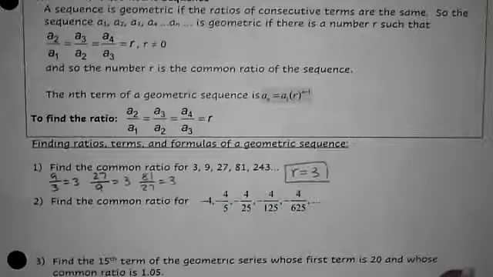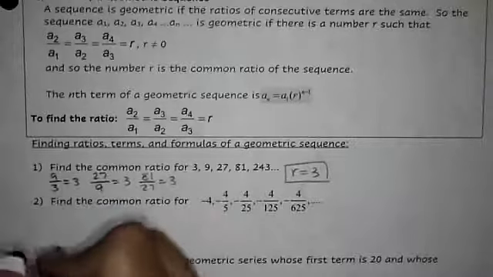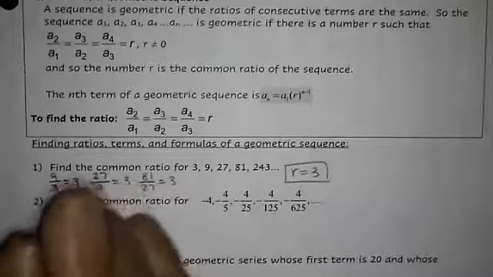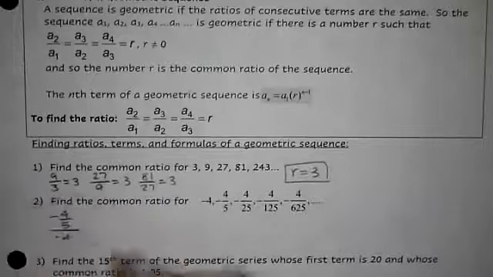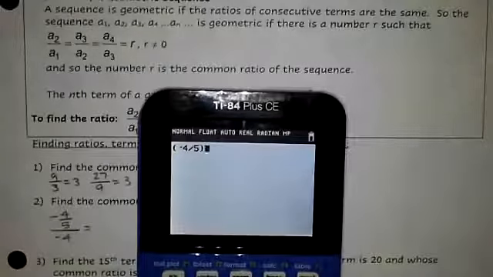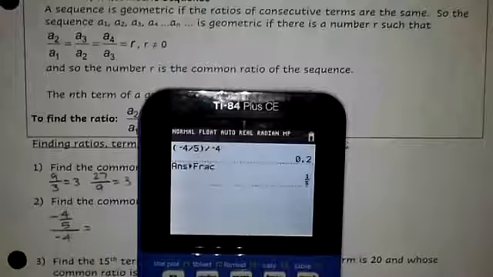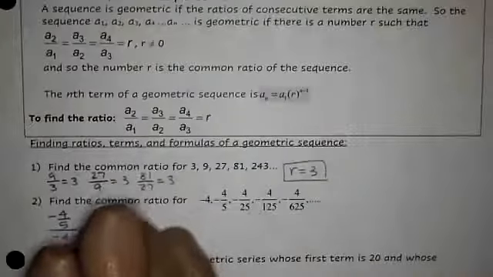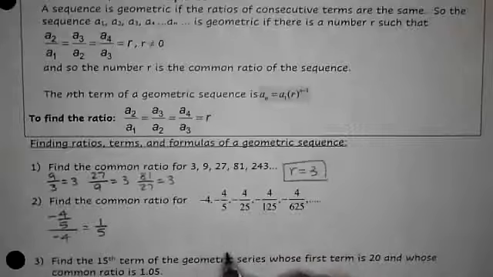For our second example here, it looks more complicated, but remember you've got a calculator, so it should not be any harder than the one you did before that. We would take our -4/5 and divide it by -4. If you can't remember how to divide fractions, use the calculator. So -4/5 divided by -4, and we get 0.2. Remember, you can hit math, enter, and change that to a fraction. So that is 1/5.